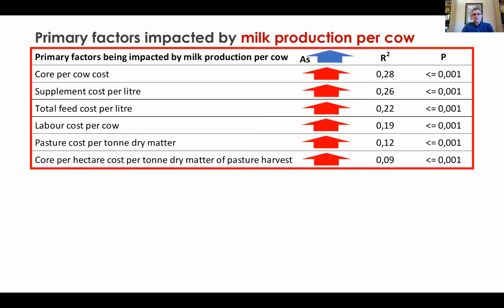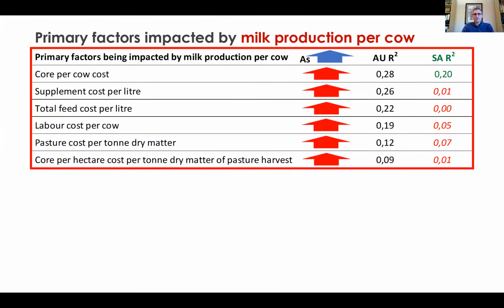The result is that increasing milk production per cow has no significant impact on return on capital, profit per hectare, or profit per cow, other than at a very low or very high level of milk production per cow, where there is a negative impact on profit.